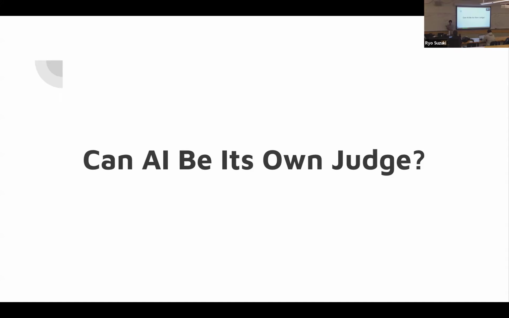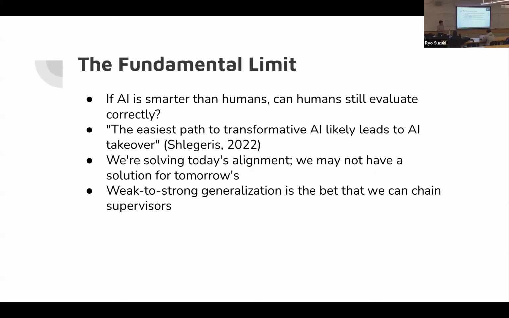But another important problem is: can AI be its own judge? So whether weak-to-strong generalization actually works, nobody knows yet. If the AI is smarter than the human, can the human still evaluate correctly? And can a weaker AI still evaluate correctly? We don't know yet, actually. So whether weak-to-strong generalization actually works or not is a really important question for alignment purposes.